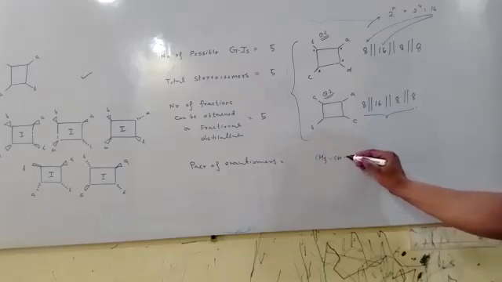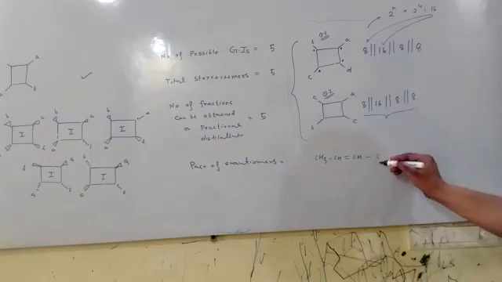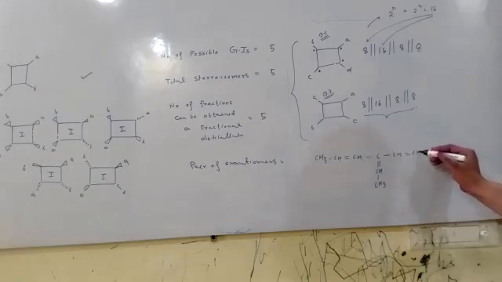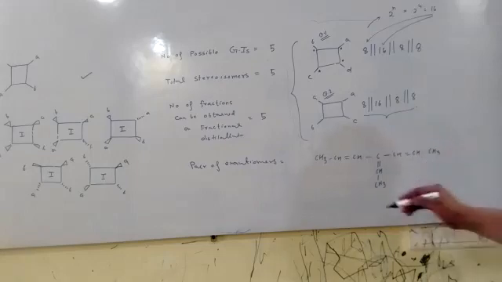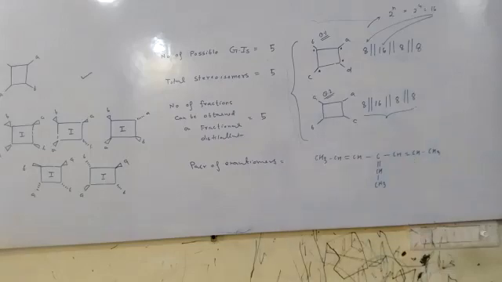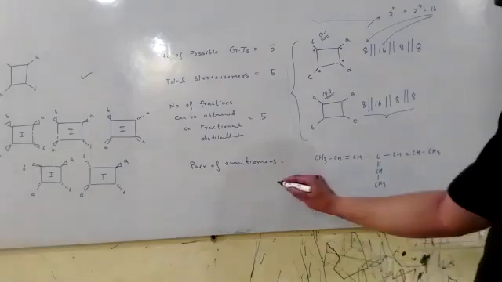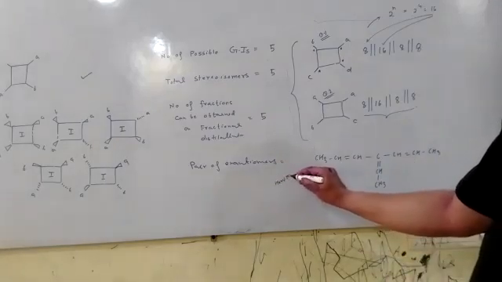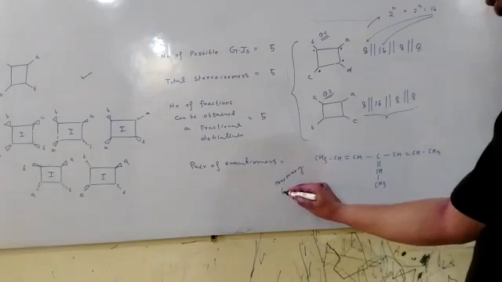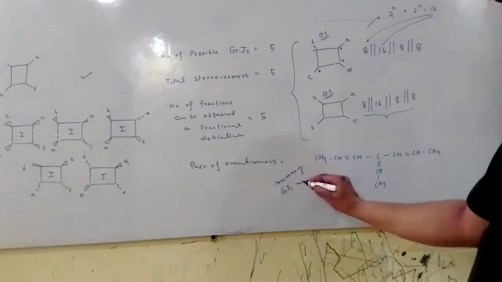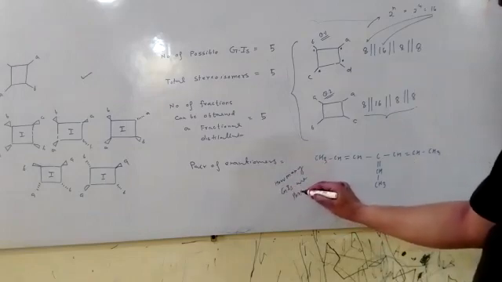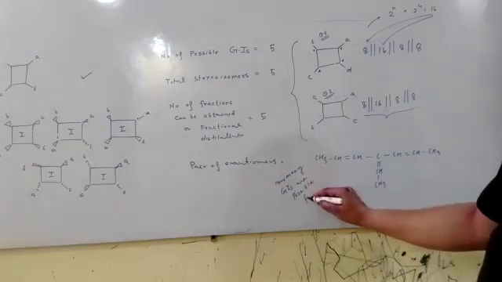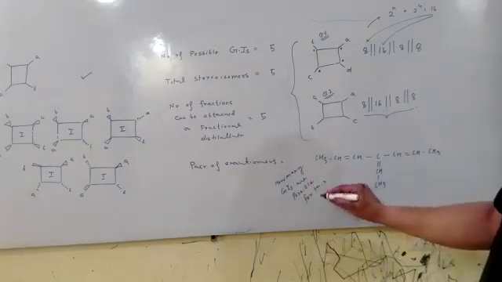CH3, CH double bond CH, C double bond CH, CH3, CH double bond CH, CH3. How many geometrical isomers are possible for this molecule?